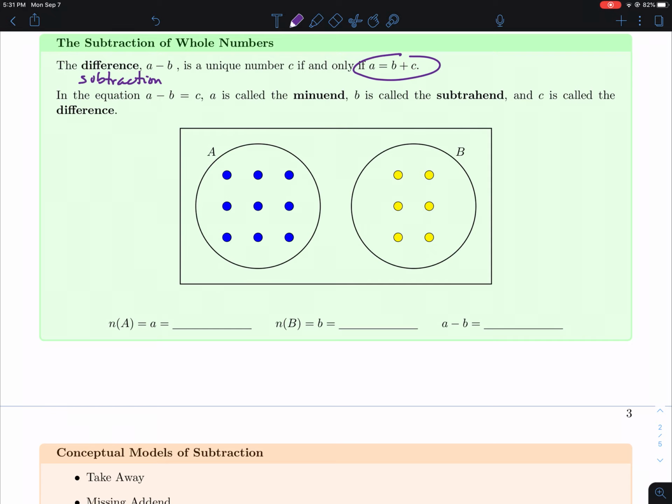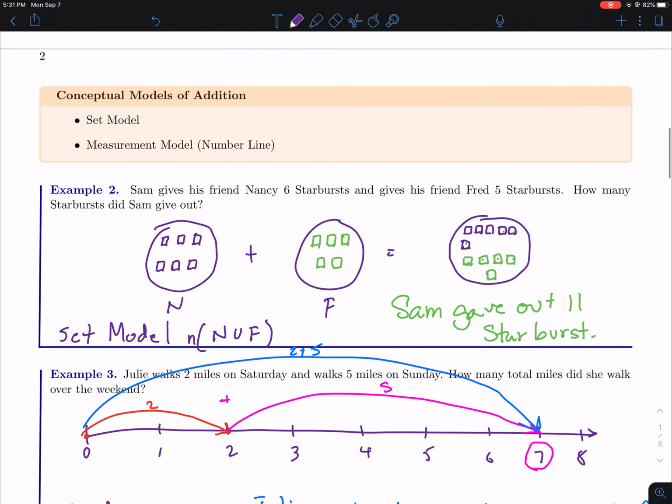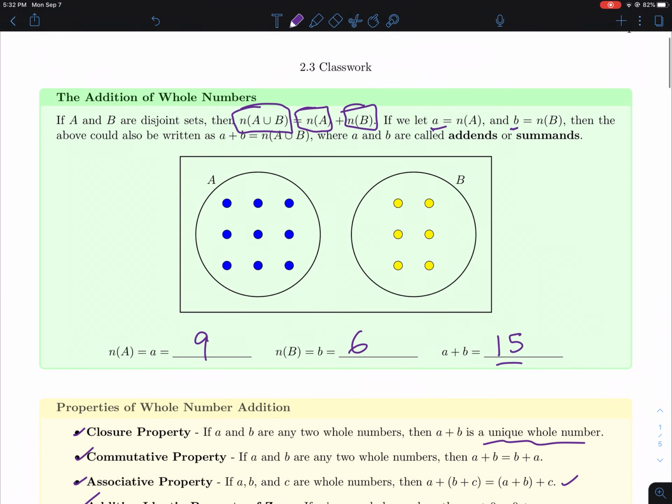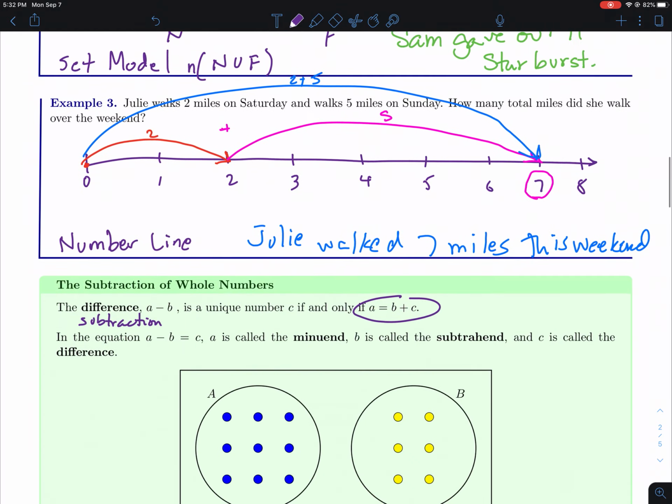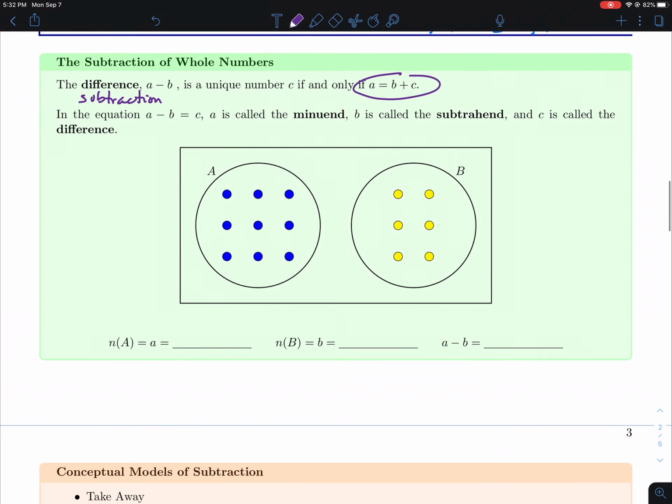So in the equation, remember in the addition one, A and B were both called add-ins or sum-ins, so they were interchangeable, so you could use them either way. For subtraction, each part has its own name. So in this case, the A part is what's called the minuend. So the first part in a subtraction, and the part that's being subtracted is the subtrahend. And then C itself is just called the difference between those two.